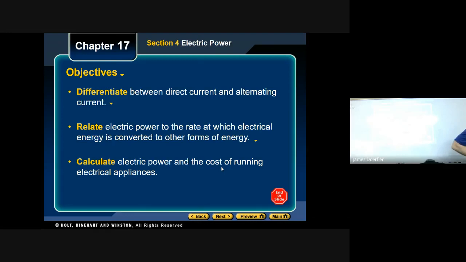In today's discussion, we are going to differentiate between direct current and alternating currents, relate electric power to the rate at which electrical energy is converted into other forms of energy, and calculate electric power and the cost of running electrical appliances. Now, we don't necessarily spend time here on calculating costs of running electrical appliances. We focus on the general electric power present.